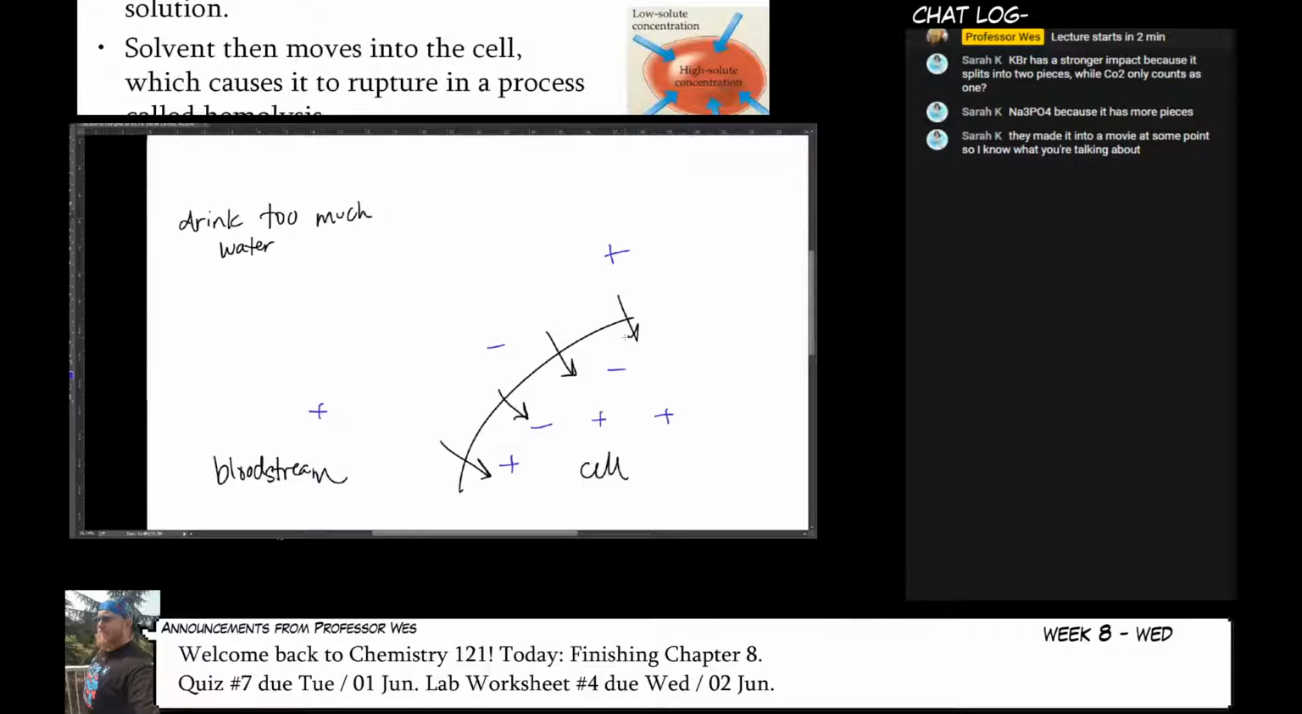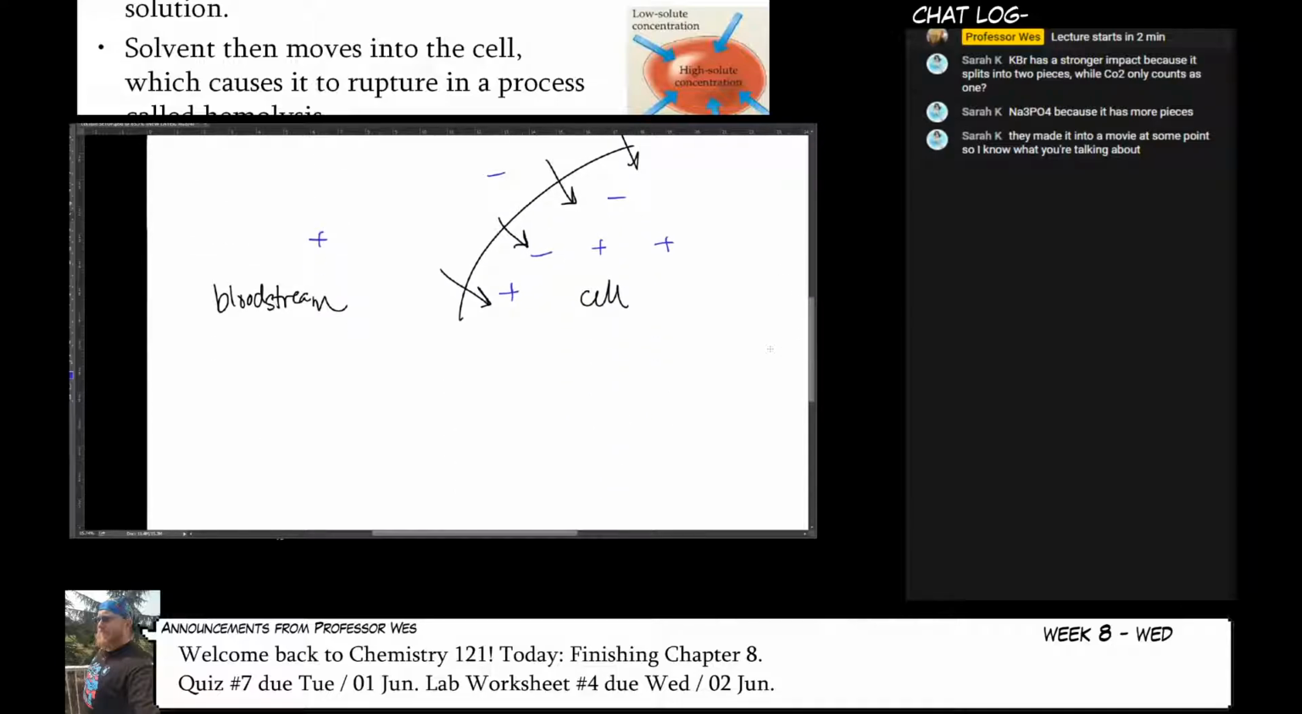Because, oh, the concentration outside is too low. So I need to add water to the cell to increase its volume so that the concentration inside is the same. And what ends up happening now is your cell inflates like a balloon and can rupture. I'm trying to make little pop sounds. There we go. So if you have too much water in there, the cell will burst.